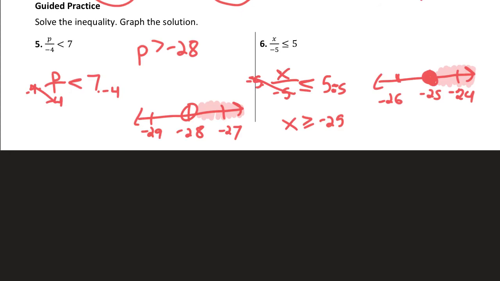Okay, so this guided practice, 5 and 6, multiplying for both of them, multiplying by a negative. I just want you to notice that you flip that sign when you multiply or you divide by a negative number, okay? So these both became greater than symbols.